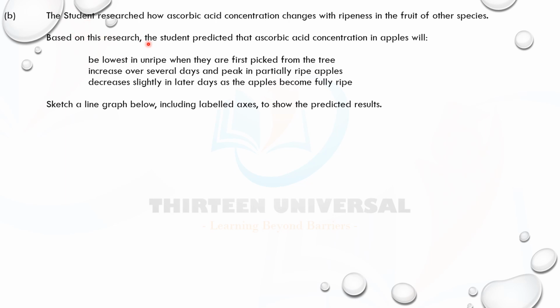So they said, based on this result, the student predicted that ascorbic acid in apples will be lowest in unripe apples when they are first picked from the tree, increase over several days, peak in partially ripe apples, and decrease slightly in later days as the apples become fully ripe. That's it. They just described the trend of the concentration of ascorbic acid over time. Sketch a line graph below, including labeled axes, to show the predicted results. So pause this video and try to sketch it.